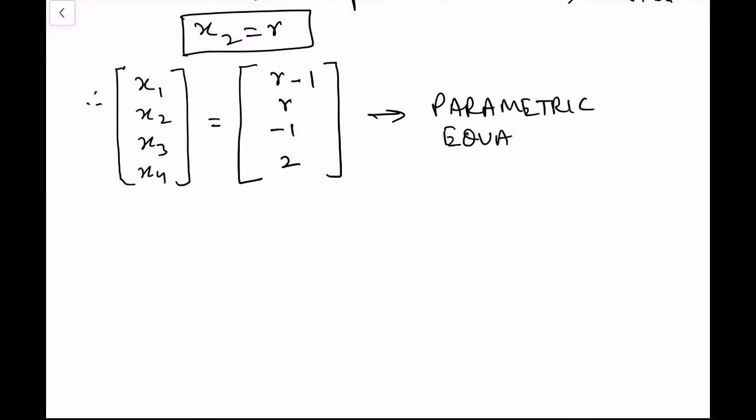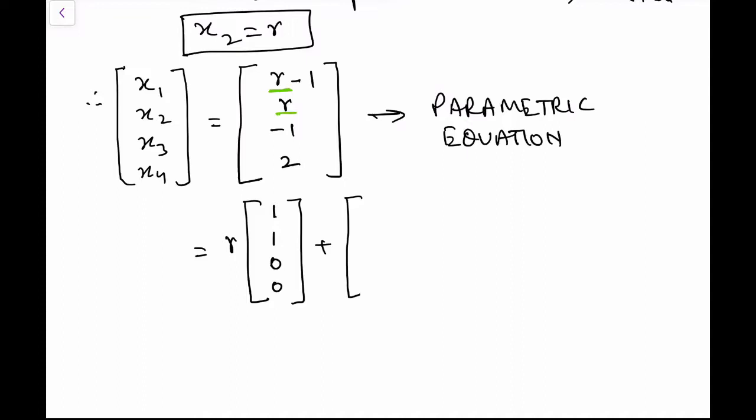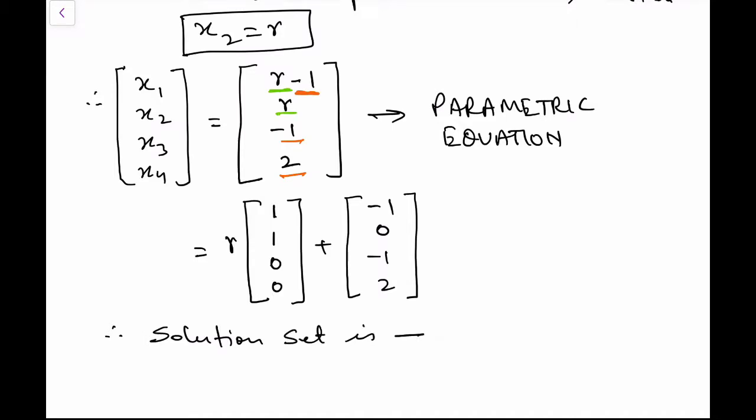And this is the parametric equation, which can be written as r times (1, 1, 0, 0) plus (minus 1, 0, minus 1, 2). Therefore, the solution set in this case is span (1, 1, 0, 0) plus (minus 1, 0, minus 1, 2).